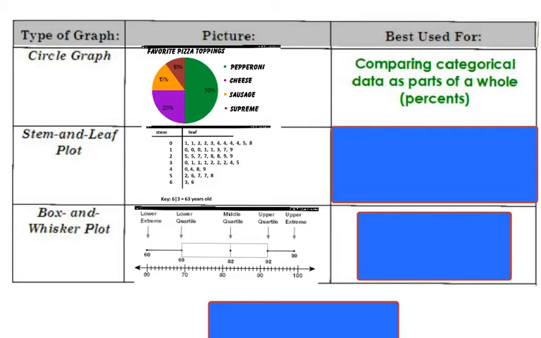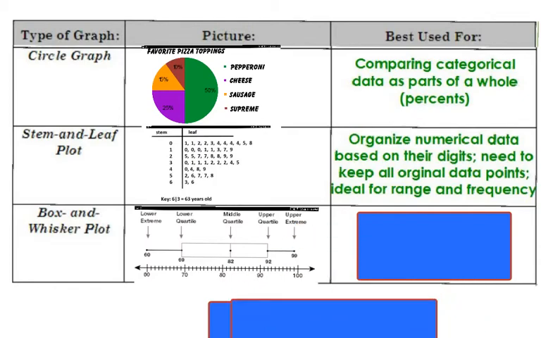Stem and leaf plot. Most stem and leaf plots should have a key. Now, Study Island doesn't always give us a key, so you assume that it's the tens column here and the ones column here. They divide numbers up, and the reason they do that is because it's ideal for range and frequency. So you can see pretty easily how many numbers are in the 30s. How many ages here are in the 20s? How many are below 10? You can see that pretty easily. In this one, it keeps all the original data points, which is also nice.